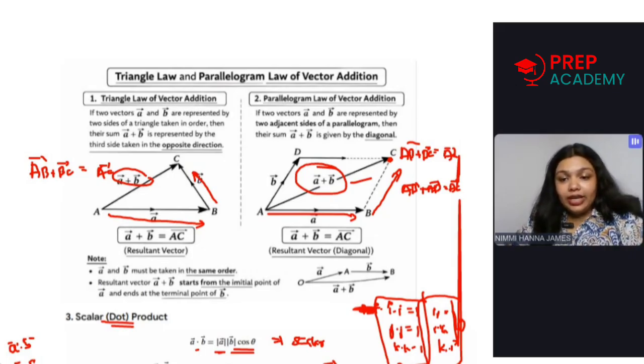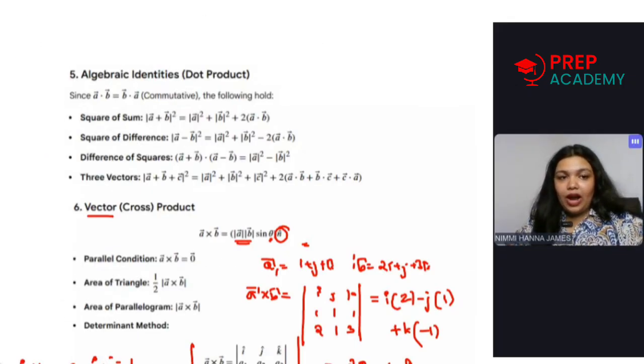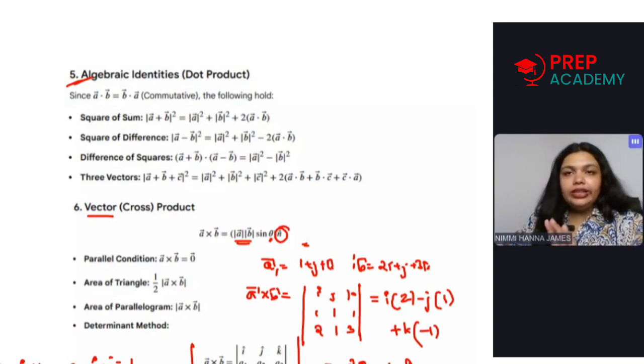Before that, we had these properties also for some algebraic identities for dot product. This you will have to know, and there will definitely be questions using these identities. They are just the same normal algebraic identities, but in a dot product. Okay, the modulus is used.